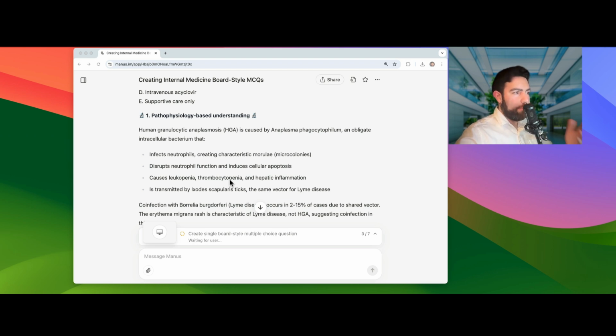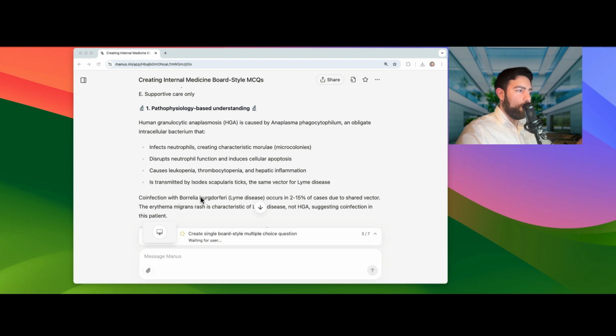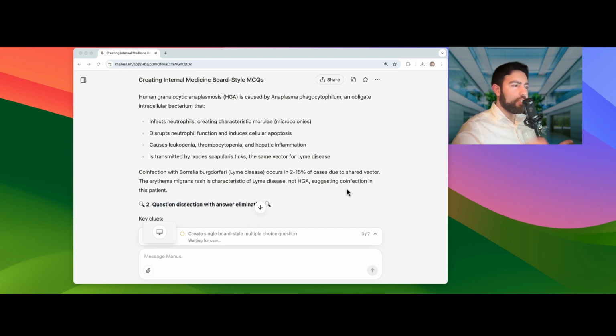Anaplasma is also transmitted by the Ixodes scapularis tick, the same vector for Lyme disease, which is Borrelia burgdorferi. This co-infection occurs in 2 to 15% of cases due to the shared vector. And the erythema migrans rash is characteristic for Lyme and not HGA. So again, be able to tell which one is which.